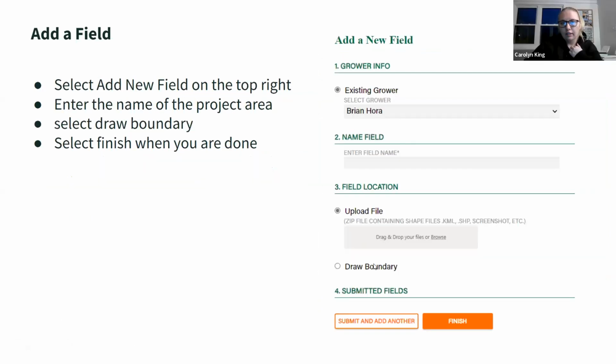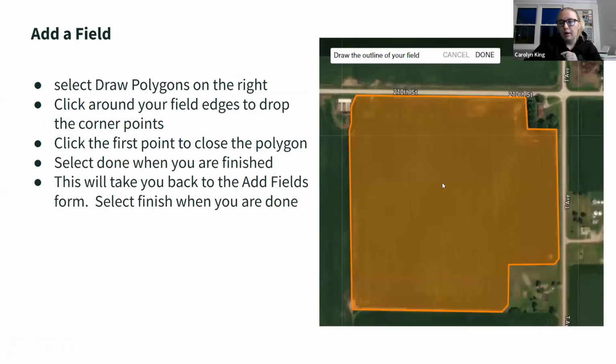Yeah, so if you're drawing the boundary, instead of upload file, select draw boundary, and it'll pop up a little button that has a pencil icon. Click on that and it will pull up the map view. On the right-hand side, there'll be a menu, and one of the top ones is draw polygons. Click on that and then you can draw in your boundary.